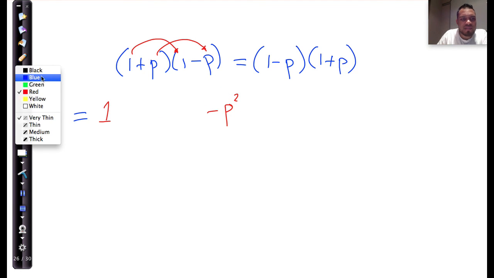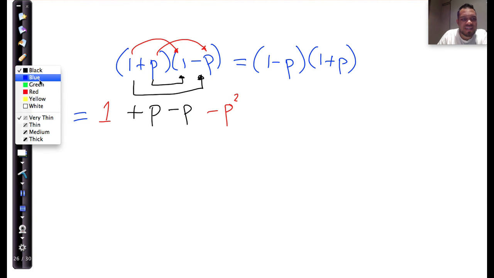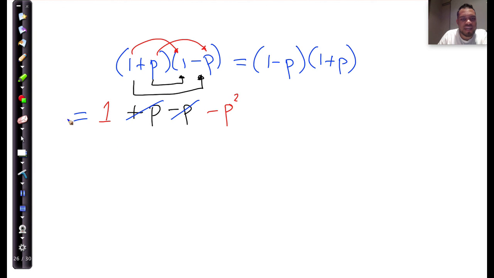But we didn't multiply the insides yet. So let's multiply the insides. p times 1, positive times positive is positive. 1p is just p. And then 1 multiplied by negative p is just negative p. And once again, the insides over here, this p and this minus p, cancel out one another, and it results in 1 minus p squared.